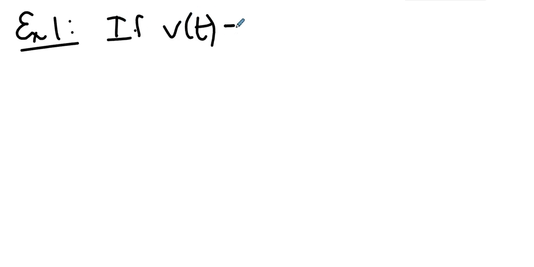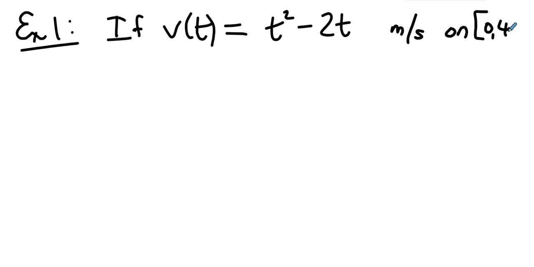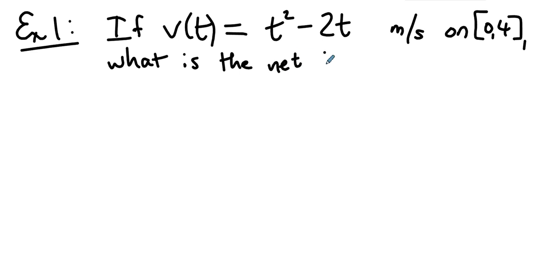So we'll just pretend that we have some particle and it's moving on a number line, and its velocity is given by t squared minus 2t meters per second on the time interval from 0 to 4. And we want to know what is the net displacement of the particle.